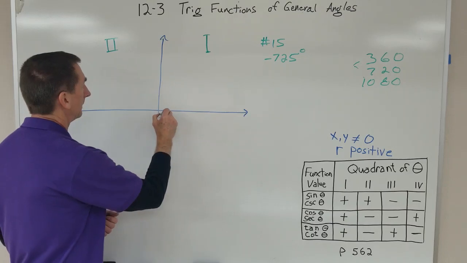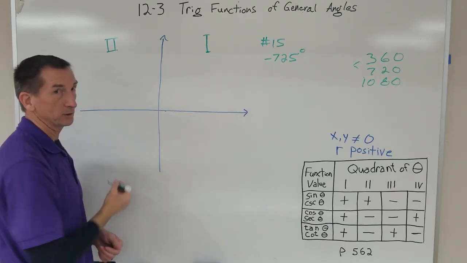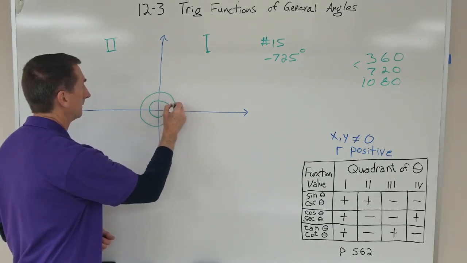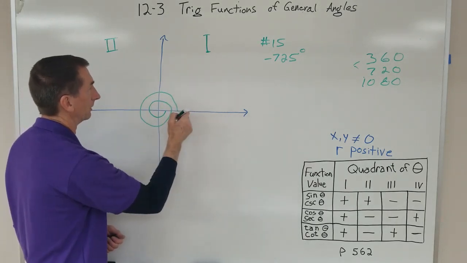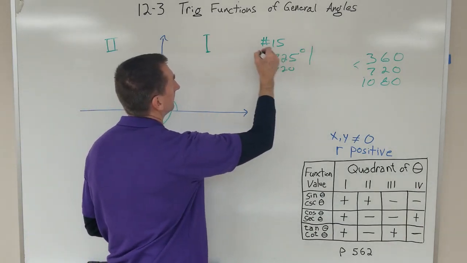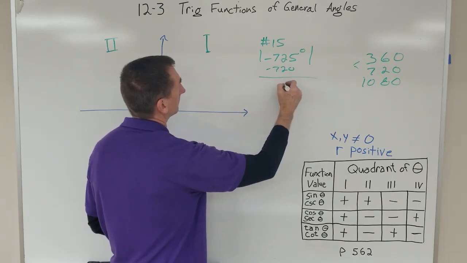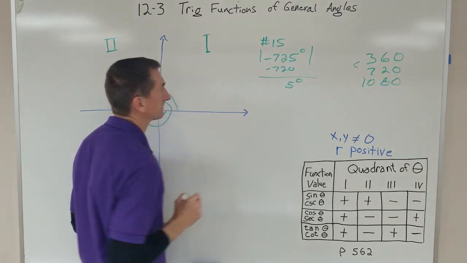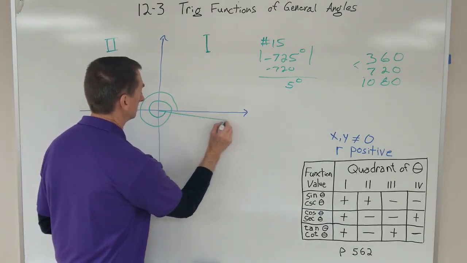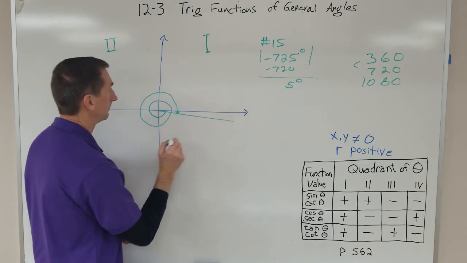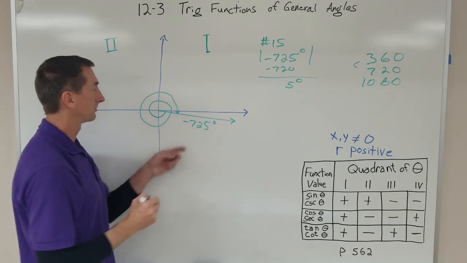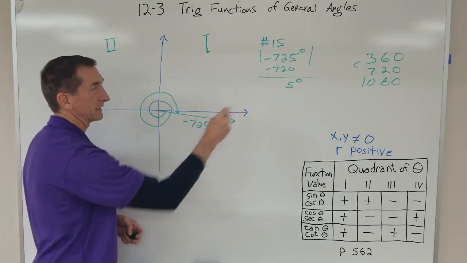So again, this is a negative angle, so it's going to go clockwise. I'm going to go around once, twice, and then some more. And I can see how much more by subtracting 720 from the absolute value of this. And that gives me 5 degrees as my reference angle. So it's going to be 5 more degrees, which isn't much. But there is my -725 degree angle. But my reference angle is 5 degrees.